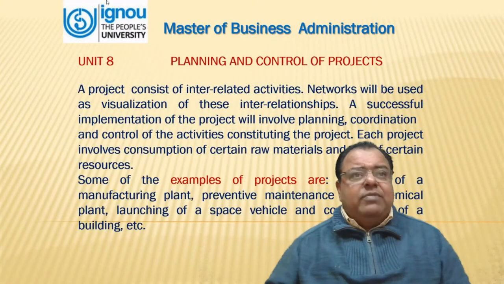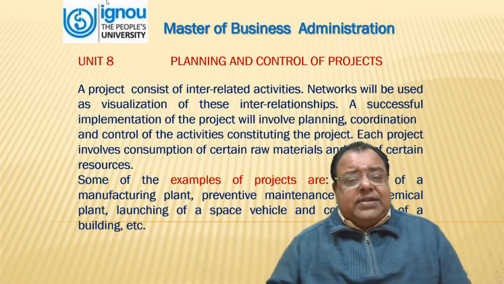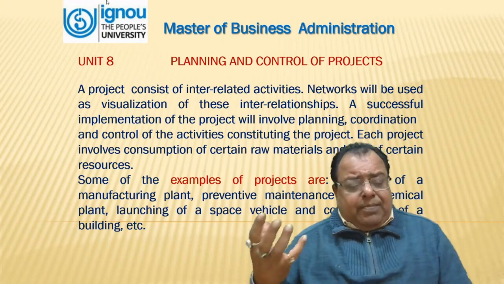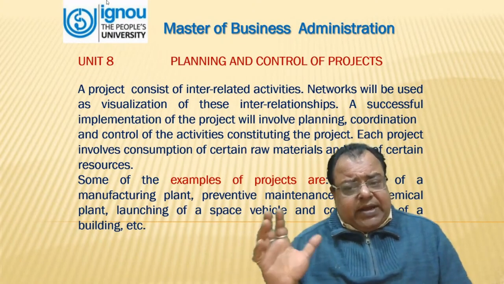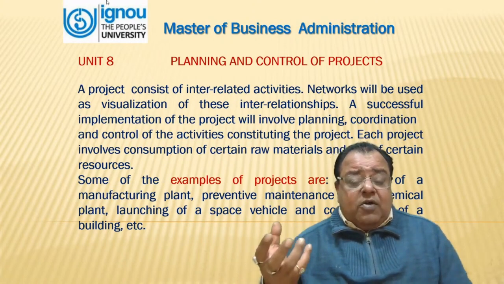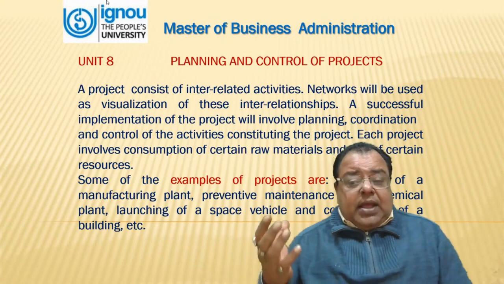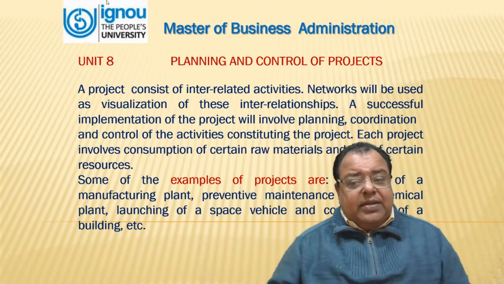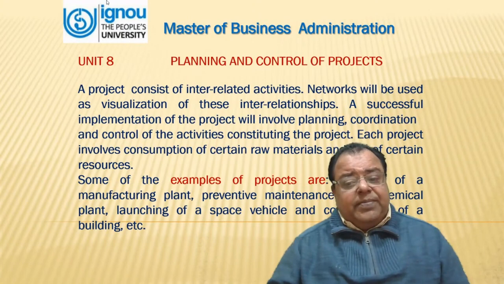Now, we move to Unit 8, that is planning and control of projects. A project consists of interrelated activities. Networks will be used as visualization of these interrelationships. A successful implementation of the project will involve planning, coordination, and control of the activities constituting the project. Each project involves consumption of certain raw materials and use of certain resources.